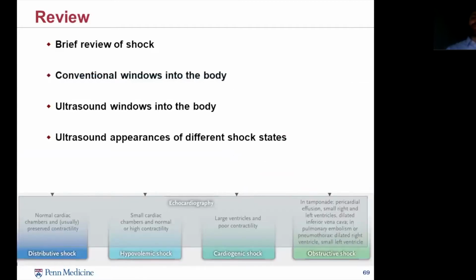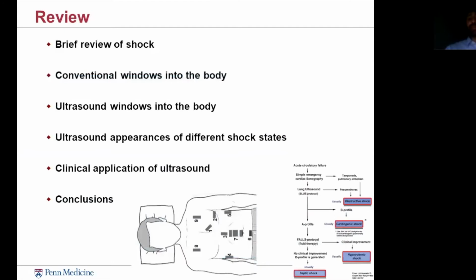And then we gave some examples of what those shock states look like when evaluating with lung, cardiac, and inferior vena cava ultrasound. And then we talked a little bit about a couple of protocols, the RUSH protocol and the FALLS protocol, as ways to help guide management once somebody has been determined to be in shock.